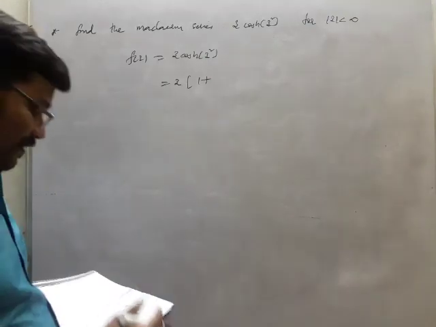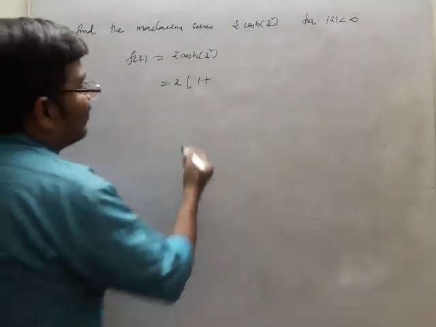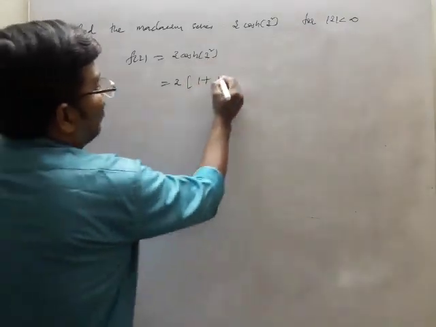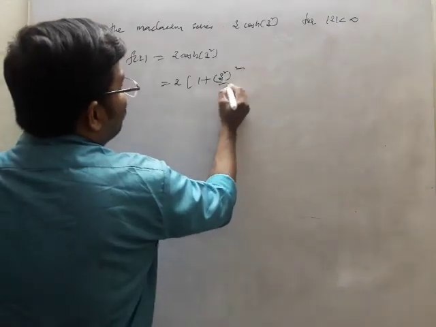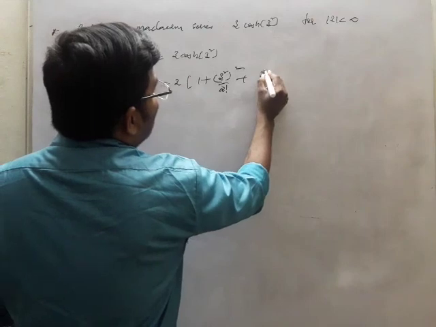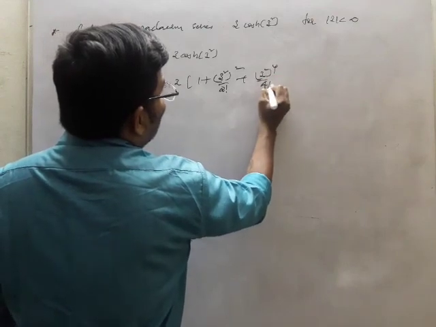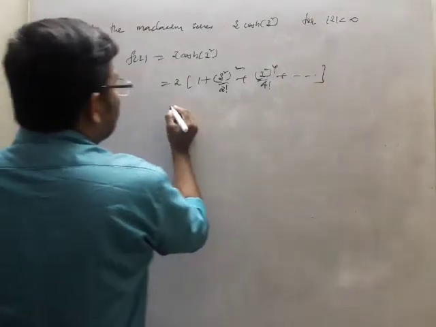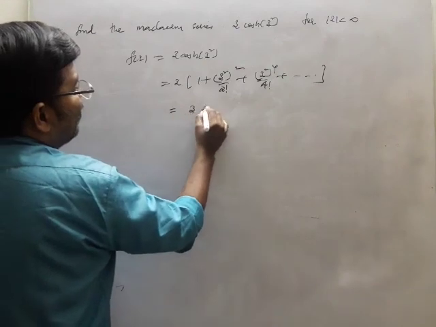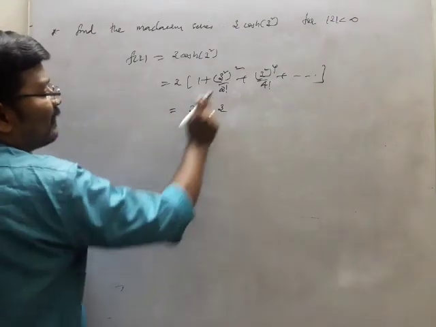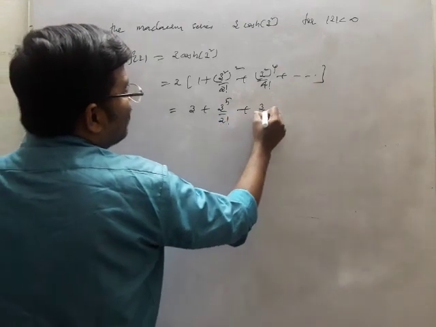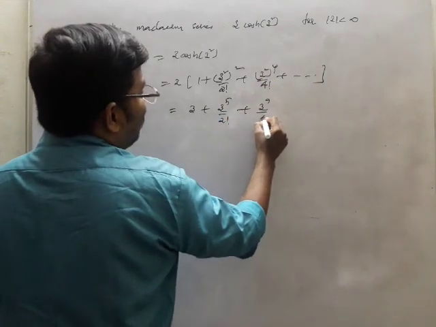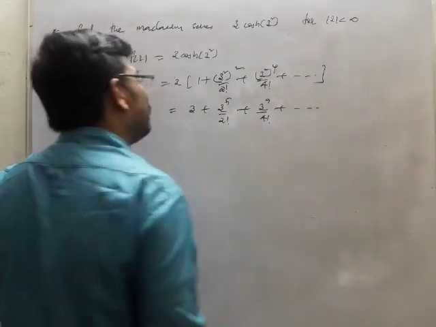This is cosh. So cosh means you will get all even terms. In the place of z you have z², so (z²)²/2!, (z²)⁴/4! plus and so on. So you just multiply inside by z: z + z⁵/2! + z⁹/4! plus and so on you will be getting.